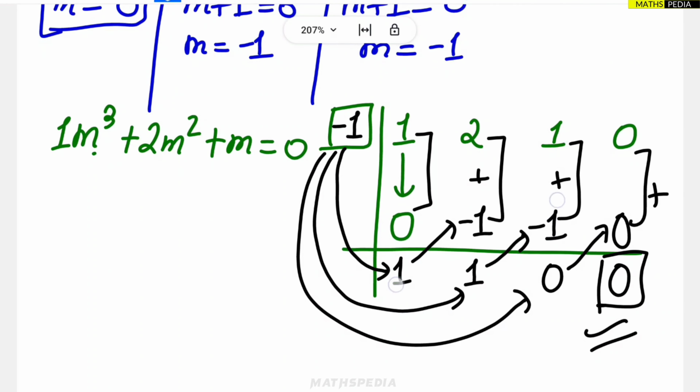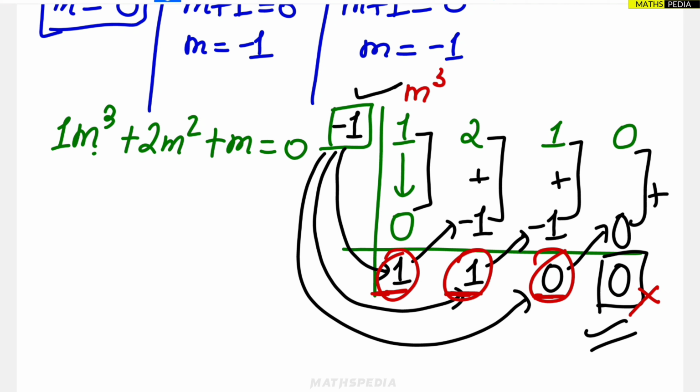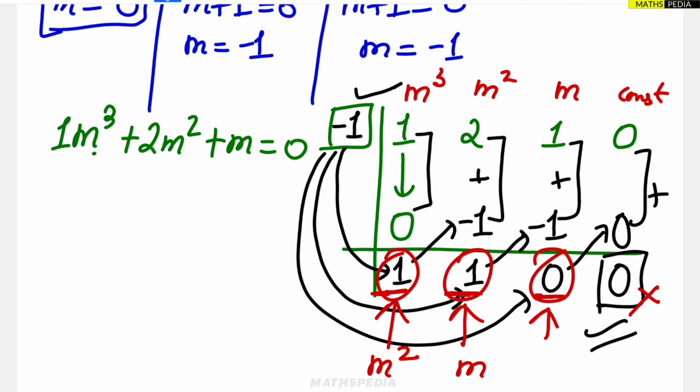But the thing is that we are more concerned about the other roots, right? We got minus 1 as one of the roots, but what about other roots? We have to see here the coefficients we have to consider. So how many terms are there? 1, 1, 0. This last term we cannot consider. Okay, so if you see, this was m cube, m square, m, then constant term. So now these coefficients which we got will be one power less. So first one will be m square, next m, next constant term 0. This is how we have to evaluate.